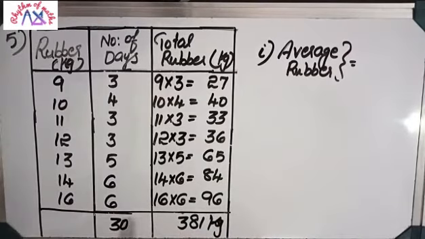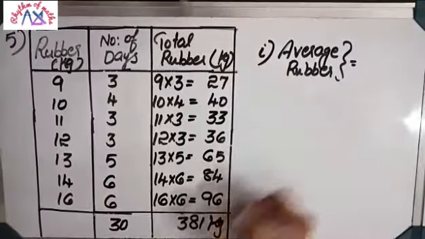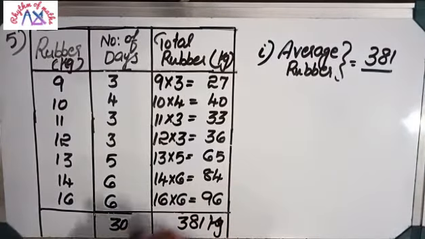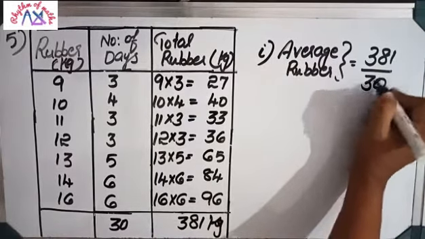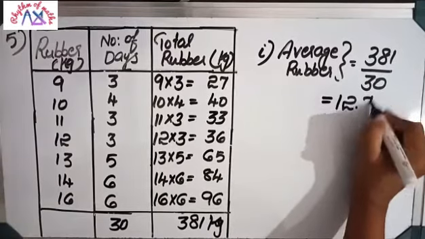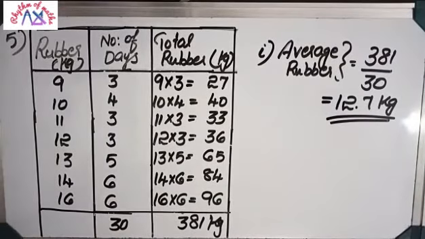Now we need the average rubber in a month. That means total rubber, that is 381, divided by the number of days in a month, 30. So the answer will be 12.7 kg. 12.7 kg is the average rubber in this particular month.